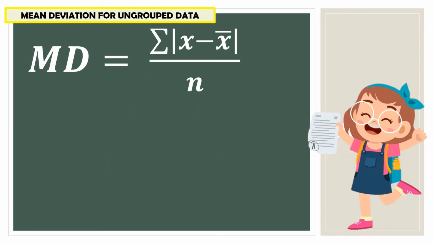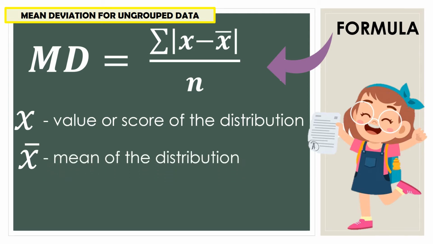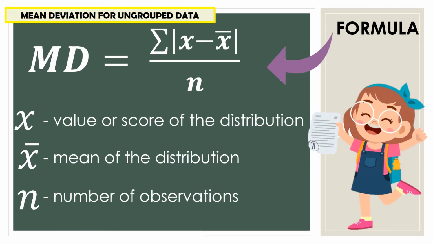Okay, so we will start with the mean deviation for ungrouped data. This is the formula for the mean deviation for ungrouped data. We have the summation of the absolute value of the difference between the given data and the mean, all over n. So x there is the value or the score of the distribution. Then x bar, of course, is the mean of the distribution. And n is the number of observations.